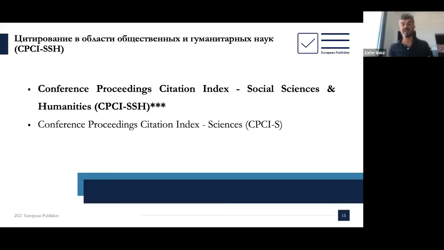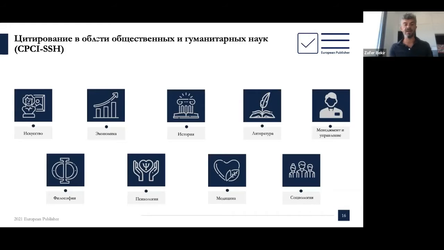The 2 conference proceedings citation indexes include the published literature of the most significant conferences, symposiums, and workshops in a wide range of disciplines. They cover over 148,000 journal and book-based proceedings in science, social sciences, and humanities, across 256 disciplines. The Conference Proceedings Citation Index for Social Sciences and Humanities includes art, economics, history, literature, philosophy, psychology, public health, sociology, and management.